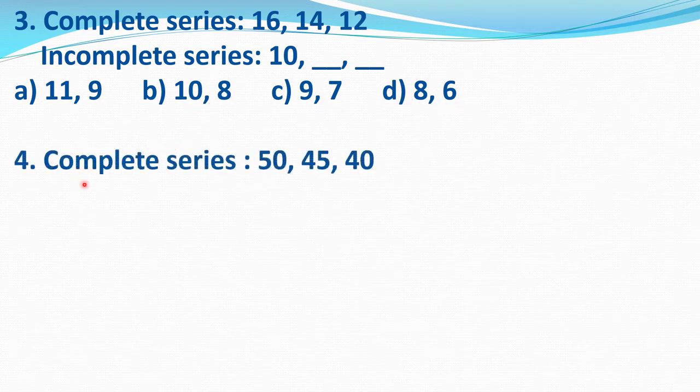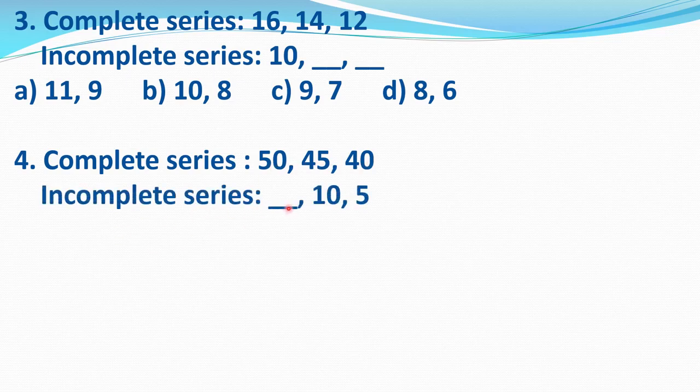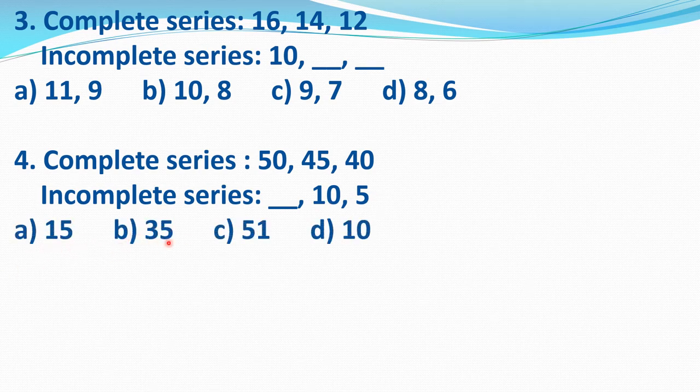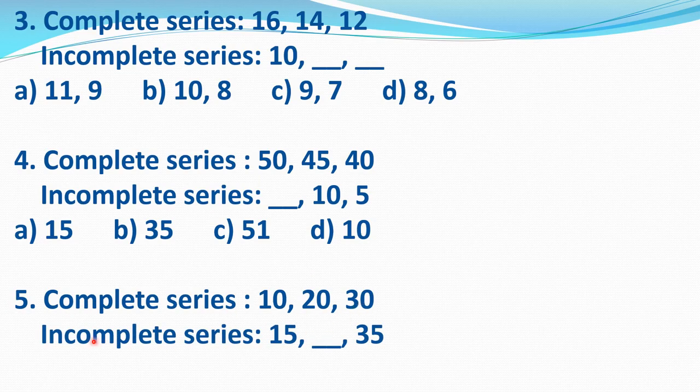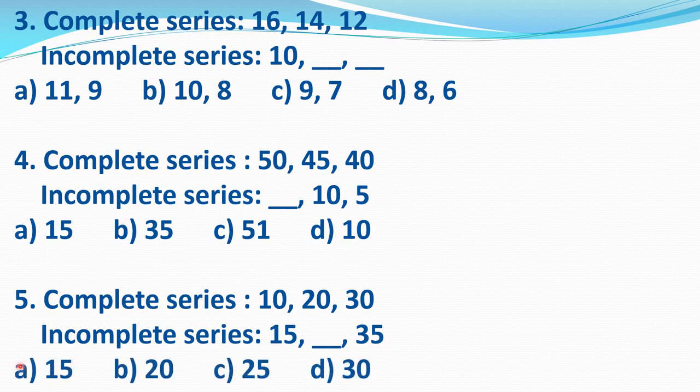In question number 4, the complete series is given as 50, 45 and 40, and the incomplete series is dash, 10 and 5. Options are A 15, B 35, C 51 and D 10. In question number 5, the complete series is given as 10, 20 and 30, and the incomplete series is 15, dash and 35. Okay beta, and options are A 15, B 20, C 25 and D 30.